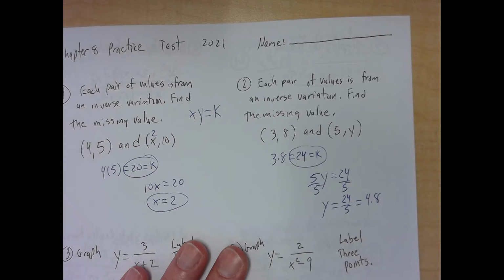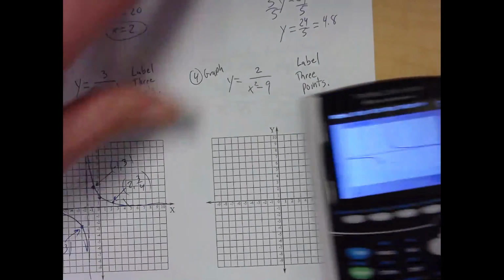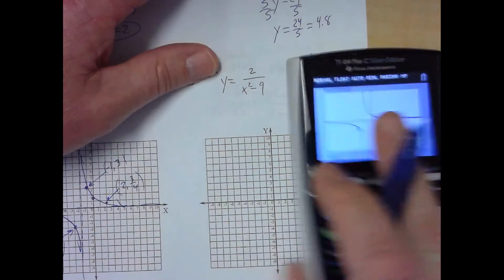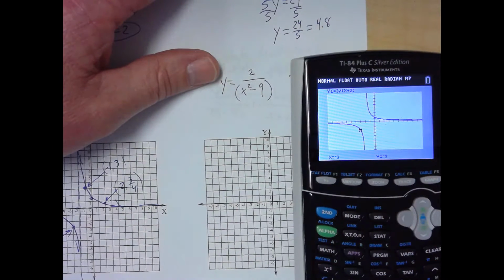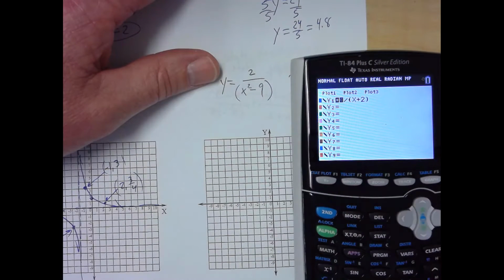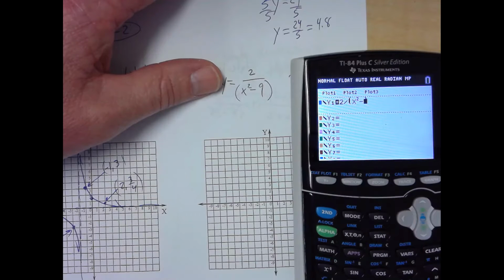Negative 3, negative 3. So I've labeled my 3 points, and that's the graph. Okay, now I'm going to put this one in, so make sure you put the parentheses around here. And here we go. So y equals 2 this time, divided by x squared, and then minus 9, parentheses.